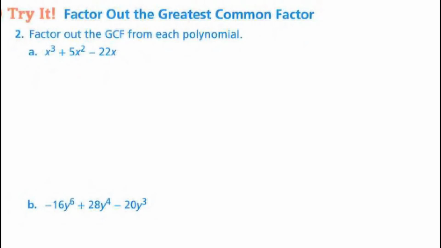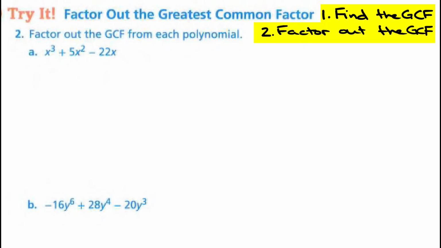Example 2, factor out the greatest common factor. For example 2, we want to factor out the GCF from each polynomial. What we did in example 1 will now be our first step. So step 1, find the GCF. And then step 2 is to factor out the GCF. So let's look at part A.